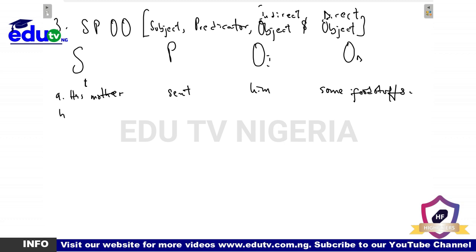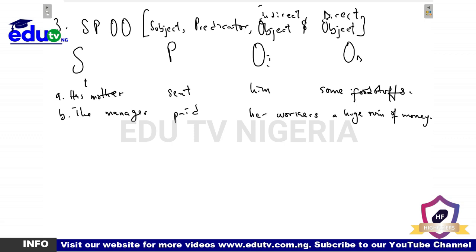And let's look at B. We have the manager paid our workers a huge sum of money. So the manager paid our workers a huge sum of money. The manager, subject, paid, predicator, our workers, that's object indirect, and a huge sum of money, object direct. Do we get it?